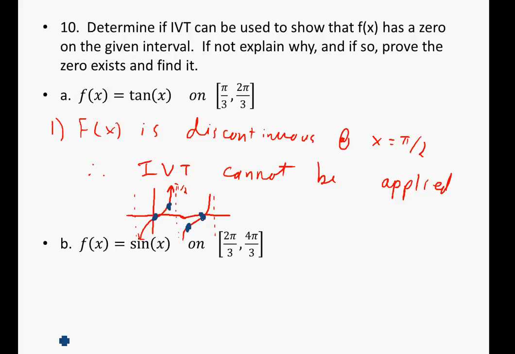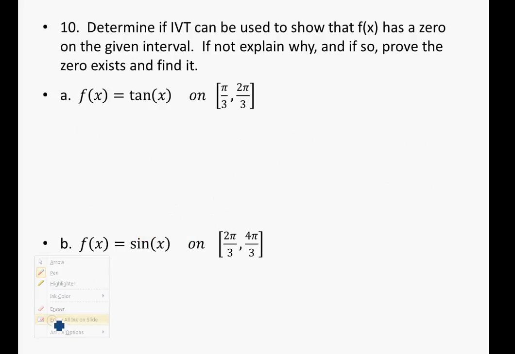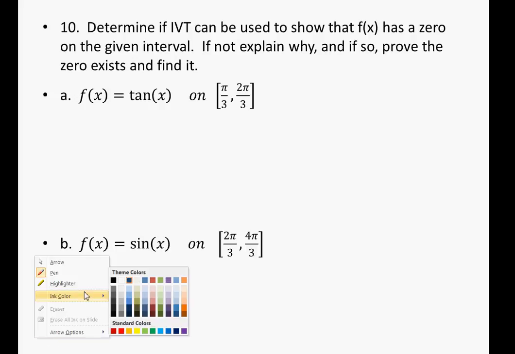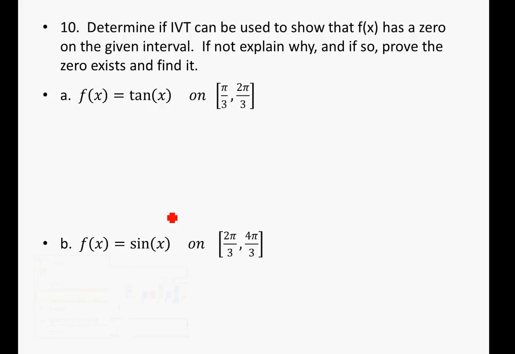Alright, let's check out B. Go back to my pen. Go back to red. I'm using a lot of red. f of x is sine x. Well, we know sine is continuous, so that's fine. So I'm going to forget A for right now. We're going to do B.